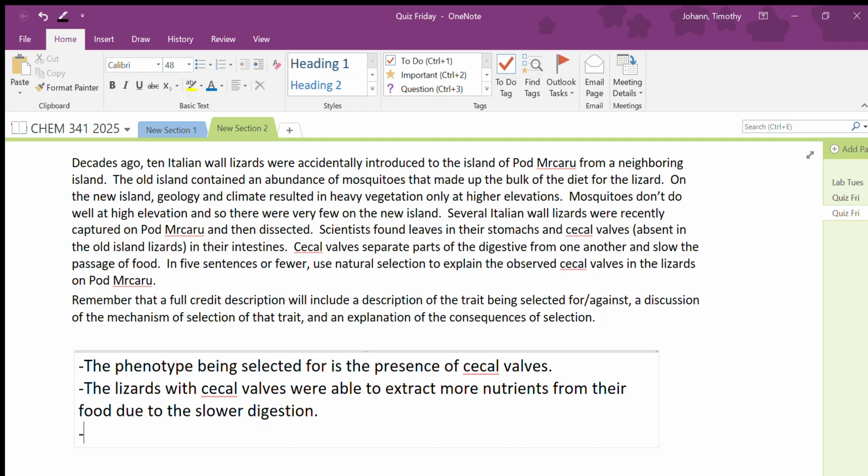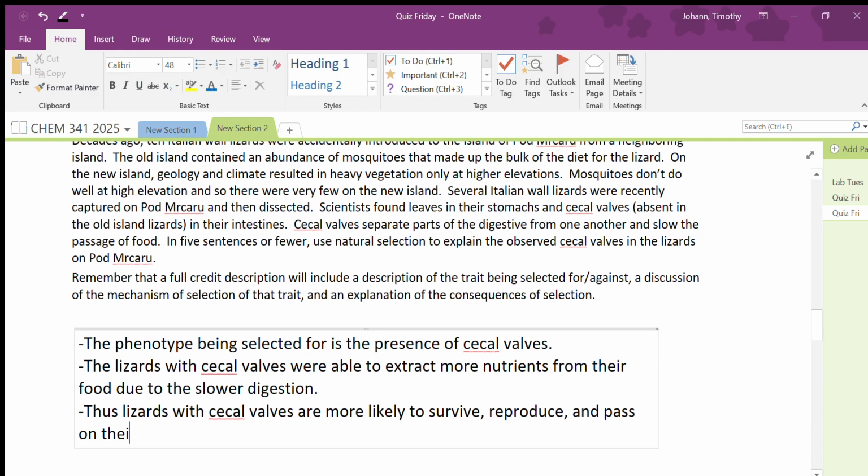I mean, this is kind of always the same answer. Thus, doesn't have to start with thus, but I like thus. Thus, lizards with cecal valves are more likely to survive, reproduce, and pass on their cecal valve genes to their offspring.